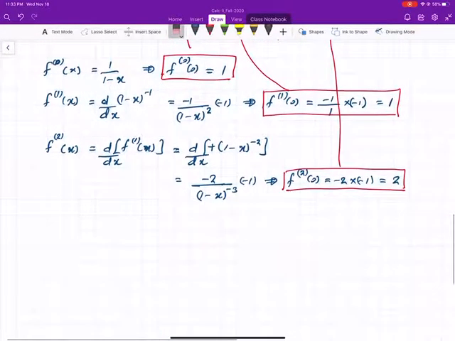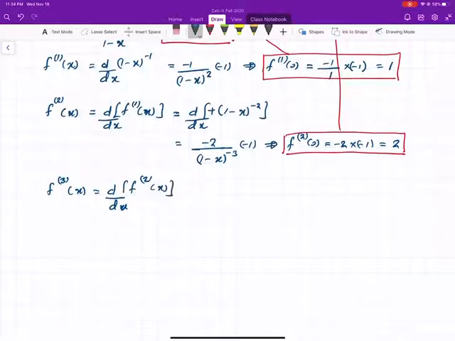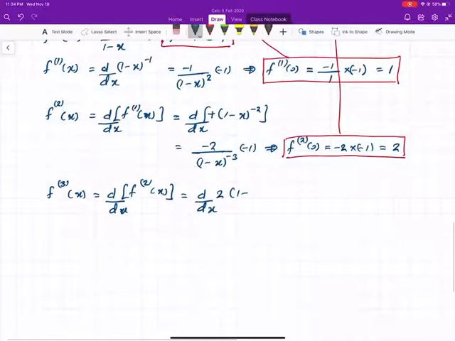Let's write a few more terms. Now I'm going to write the third derivative. F to the power 3 of x is the same as the derivative of the previous term. So this is d over dx, and this is actually plus 2 times... 1 minus, I made a mistake actually, and this should be plus 3. So this should be 1 minus x to the power minus 3. Okay, and you have to get the derivative of that.